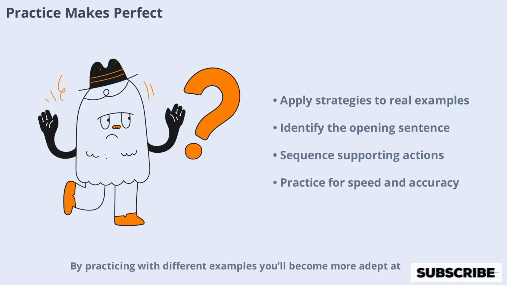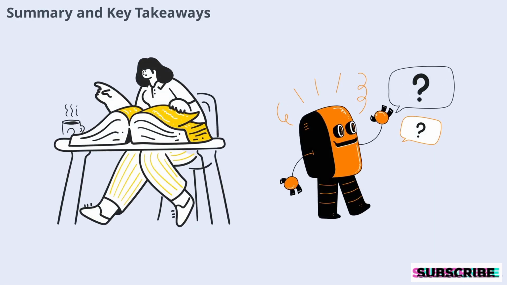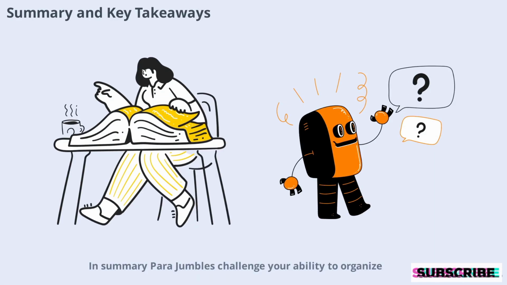By practicing with different examples, you'll become more adept at recognizing patterns and sequencing sentences quickly. Remember, the more you practice, the more intuitive the process becomes. In summary, parajumbles challenge your ability to organize information logically and understand the flow of ideas. Start by identifying the main idea, use connectors and pronouns to link sentences, and always look for a logical progression from introduction to conclusion. Regular practice with varied examples will help you develop a keen sense for sequencing.